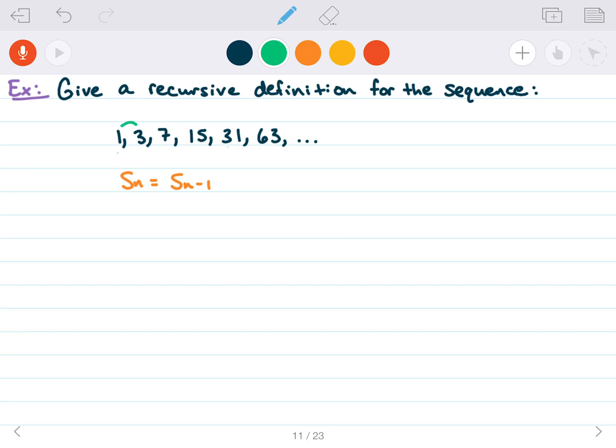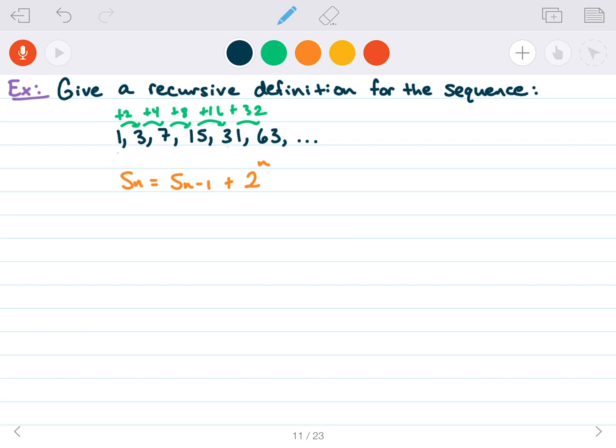Well, if I look from one number to the next, I'm noticing something. Here I go up by 2. From 3 to 7, I go up by 4. From 7 to 15, I go up by 8. And I go up by 16. And finally, I go up by 32. So the pattern here is that I'm going up by a power of 2 each time. So let's try S sub n plus 2 to the n. Is that going to work?